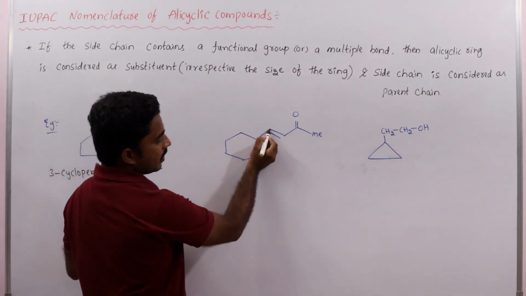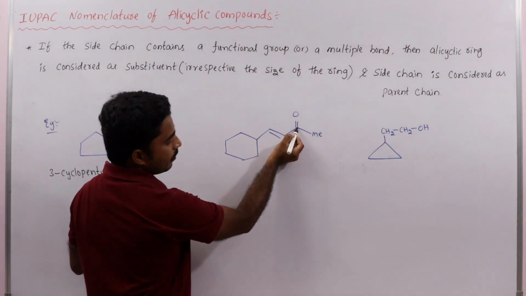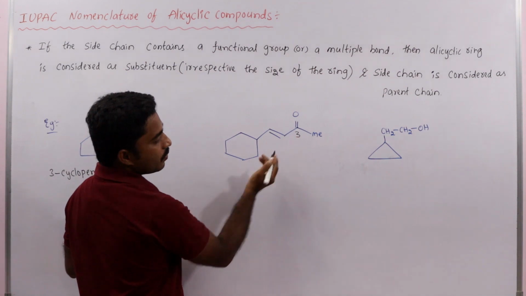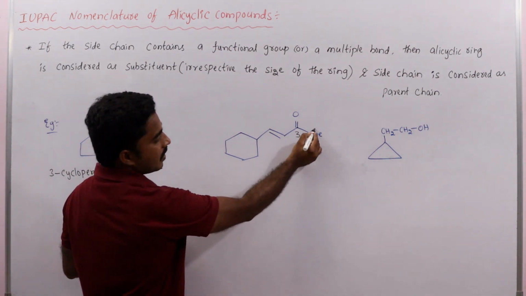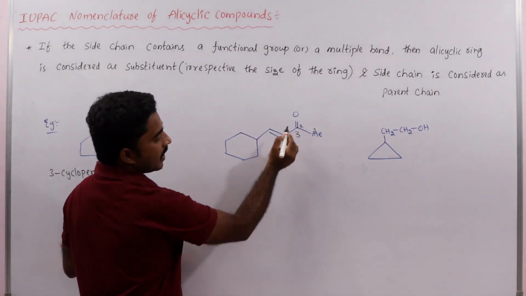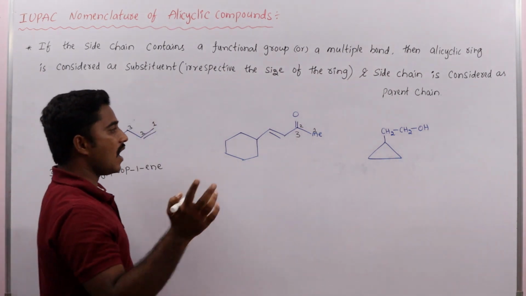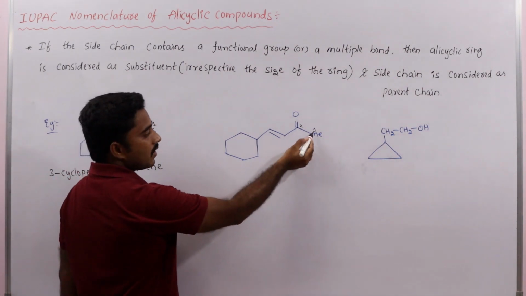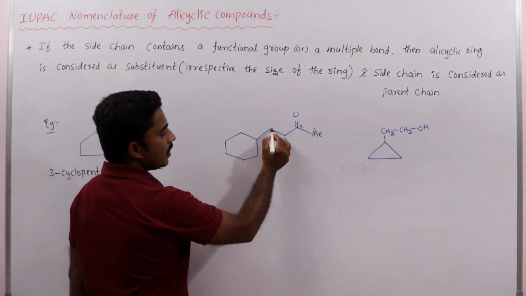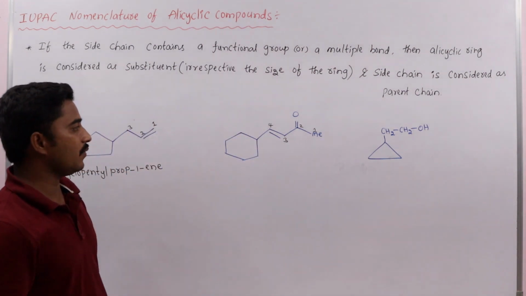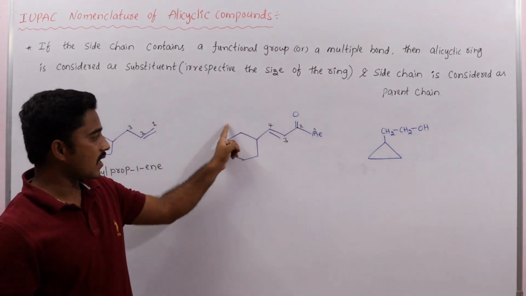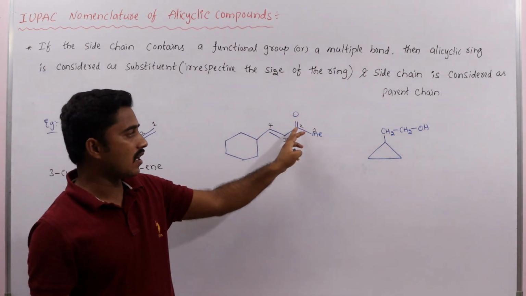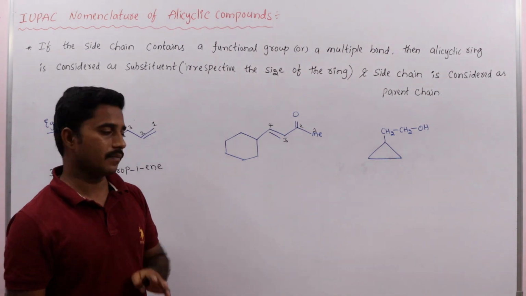If you start the numbering here 1, 2, 3, the main functional group gets the third position. If you give numbering from this carbon, this carbon gets number 2. That's why the functional group should always get the least number. So we start numbering in this way: 1, 2, 3, 4. At the fourth position, the cyclohexyl group is a substituent. At the third position, the double bond, and at the second position, the ketone functional group is there.